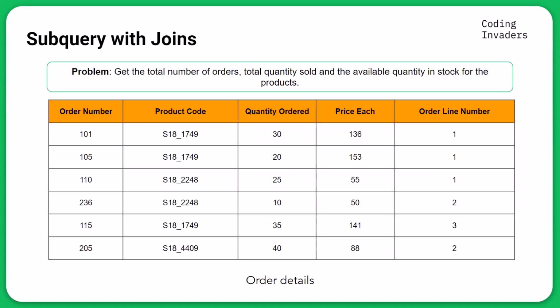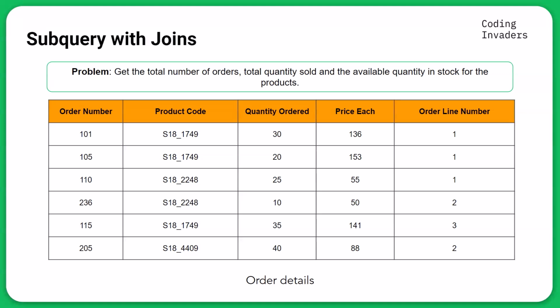The first column is the order number. The second, we have the product code. The third, we have the quantity which is ordered for that particular order number. Then we have the price each. And then we have the order line number column.